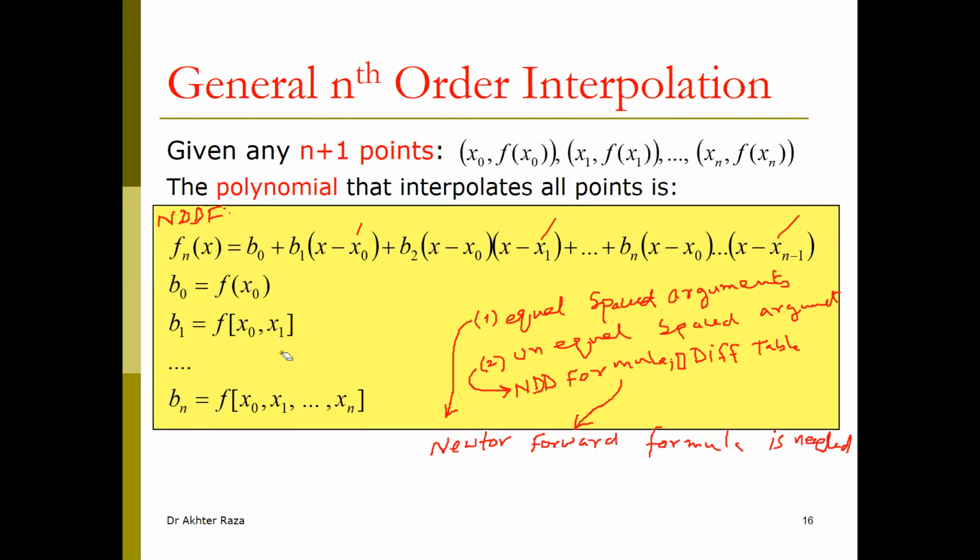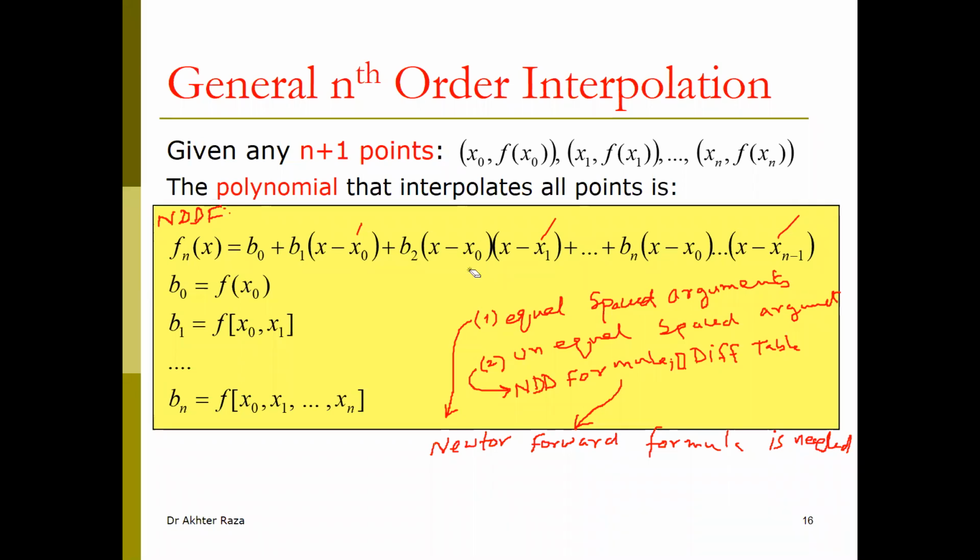I will give you a complete example on the next slide regarding this formula. So these are different values of b naught, b1, b2, bn. These b's can be computed by the difference table and then multiplied by these brackets. So this is called Newton divided difference formula. I am using this because this is the second lecture on the Newton divided differences. I'm going to complete one example of it on the next slide.